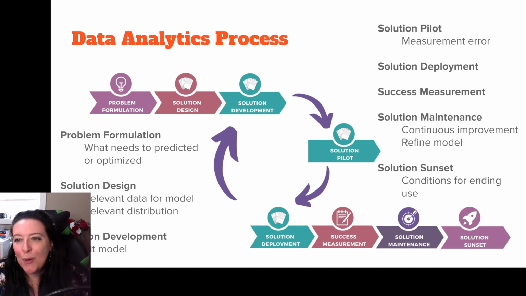And it's a continual process. We measure our success. We look at how well it worked. Maybe we tweak that regression model. And we do maintenance so we can improve and fine tune. And then at what point do we sunset this? So what conditions do we stop forecasting into the future?